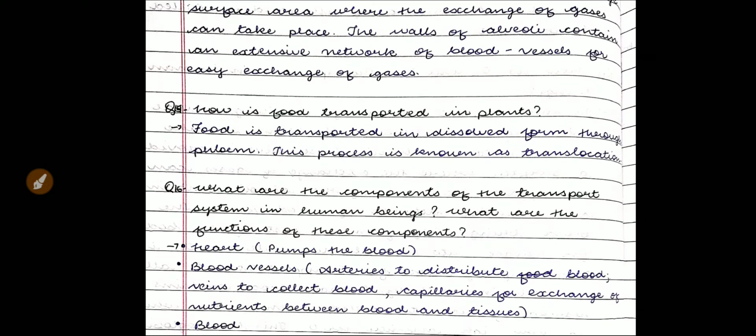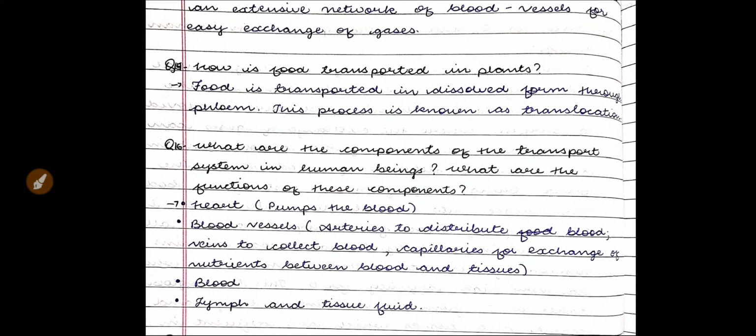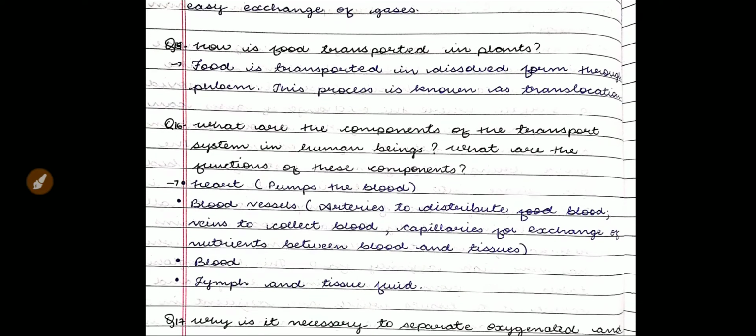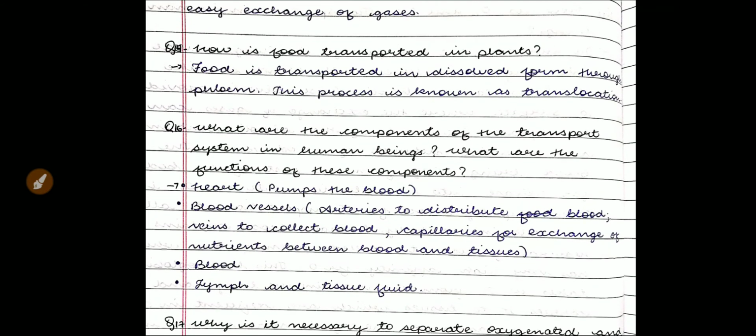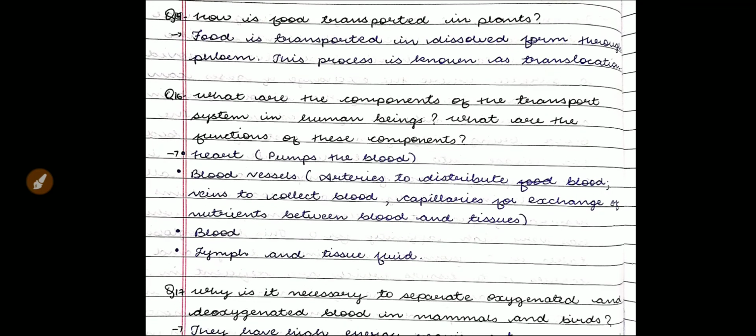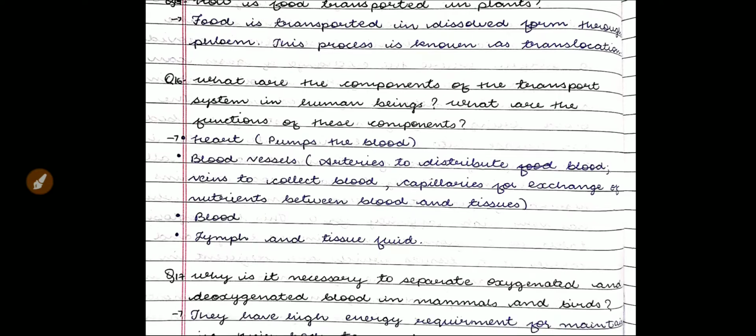How is food transported in plants? Food is transported in dissolved forms through phloem. This process is known as translocation. What are the components of the transport system in human beings? What are the functions of these components? Heart pumps the blood. Blood vessels: arteries to distribute blood, veins to collect blood, capillaries for exchange of nutrients between blood and tissues. Third point blood and fourth lymph and tissue fluid.